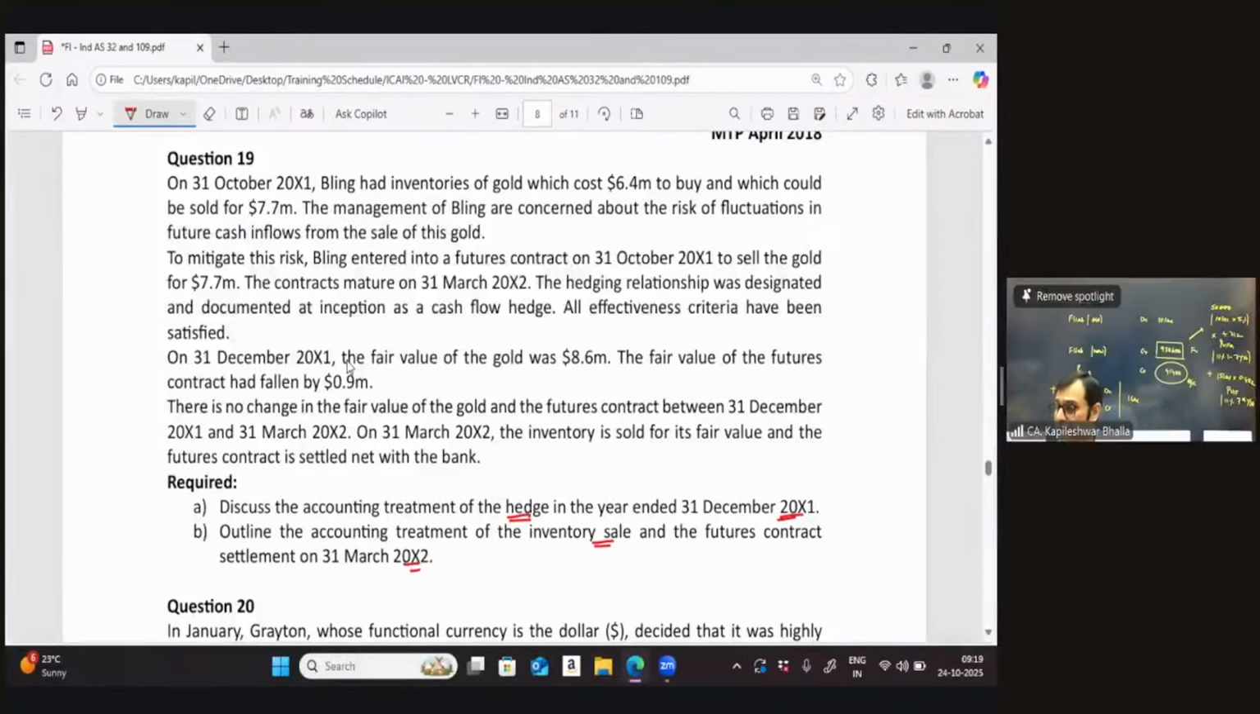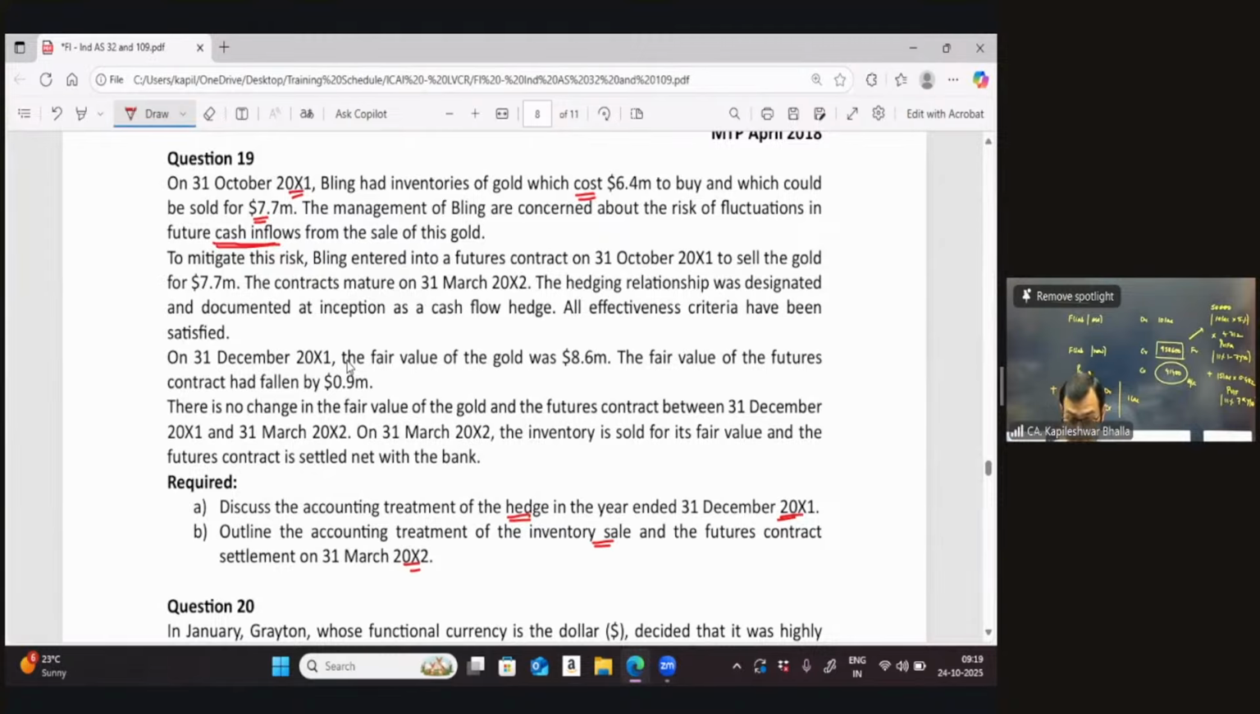Now let's look at the input details of the question. It says on 31st October X1, Bling had inventories of gold, which cost 6.4 million to buy and which could be sold at 7.7 million. So the cost of the inventory and the fair value of the inventory are given. The management of Bling is concerned about the risk of fluctuations in the future cash inflows from the sale of the gold. I think the concern itself indicates what kind of hedge it would be.